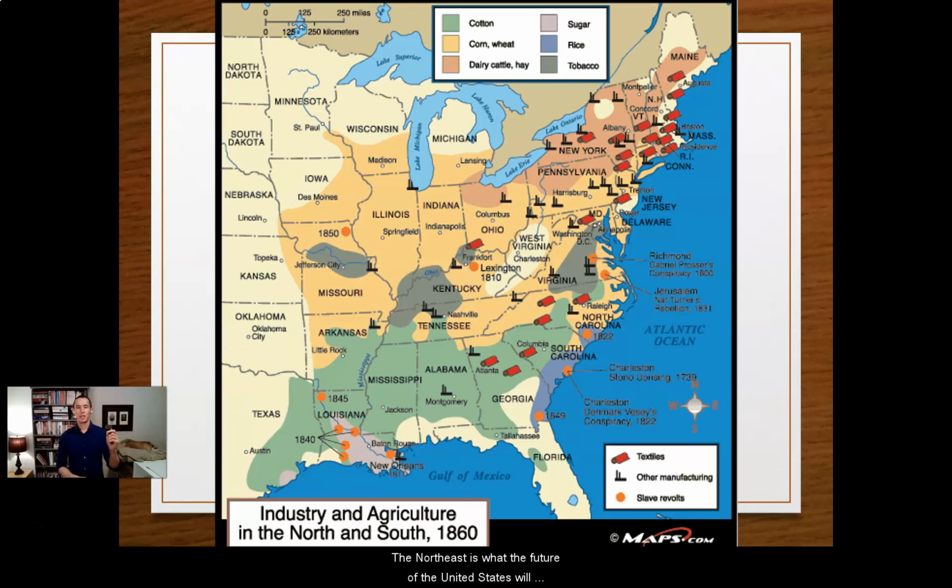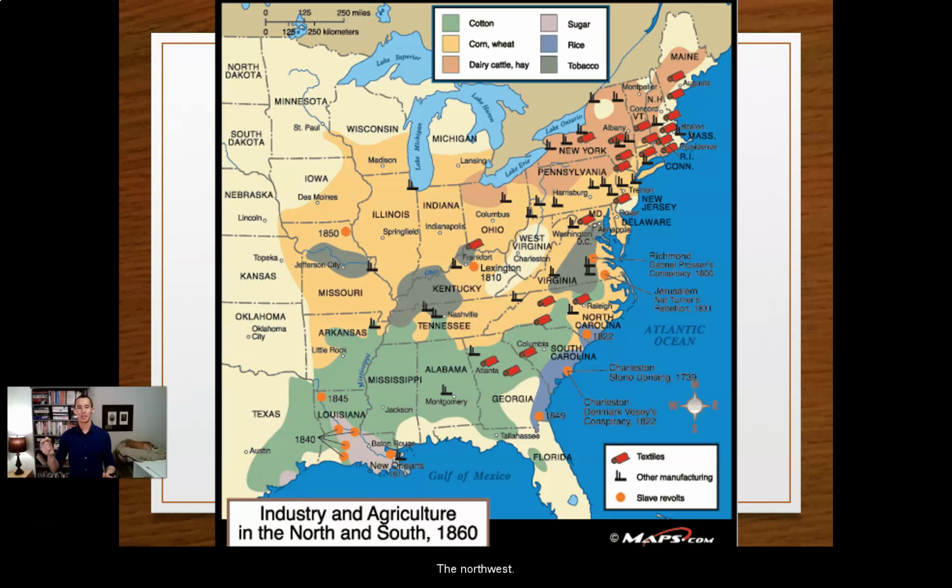The Northeast is what the future of the United States will look like. It is where business, manufacturing, trade and commerce, and banking and finance were. Now, it was more urbanized. There were more cities. That's where most of the immigrants coming to the United States went. But the majority of Americans are still farmers. It has more industry, but most people in the Northeast are still farmers. Most Americans will be farmers, and most Americans will be rural until 1920. So the North had a more balanced economy.